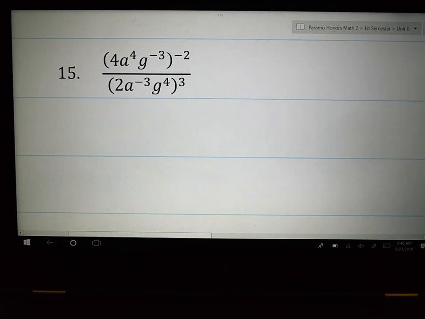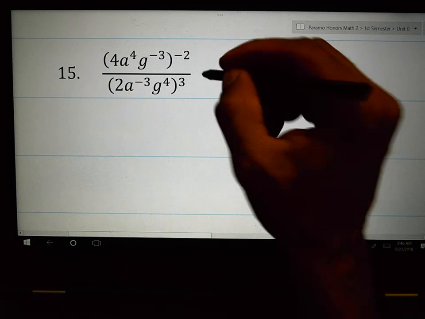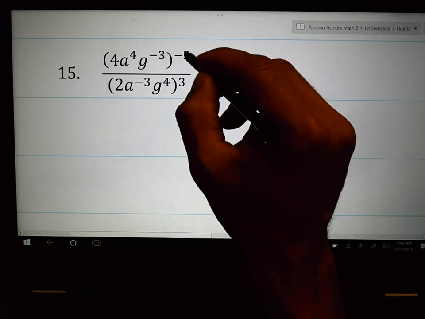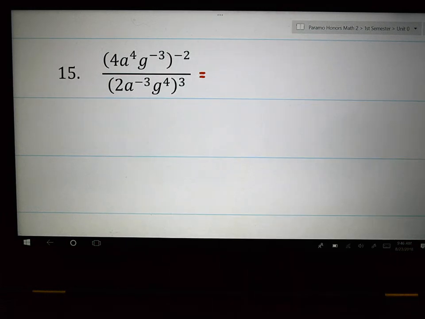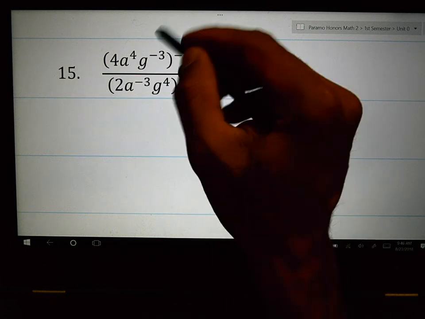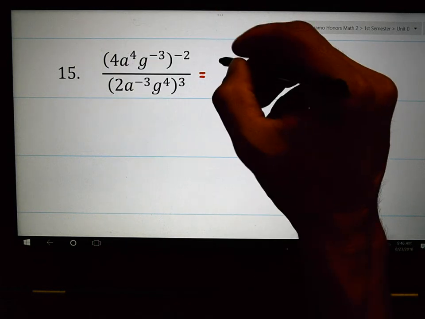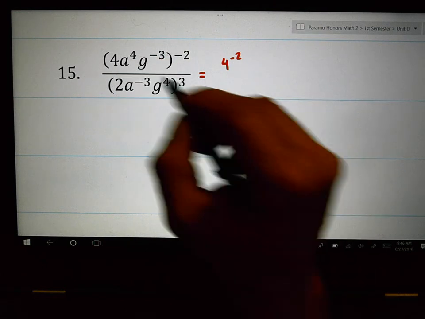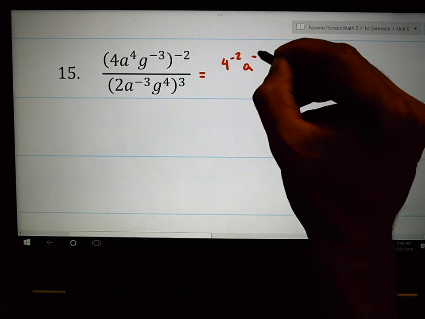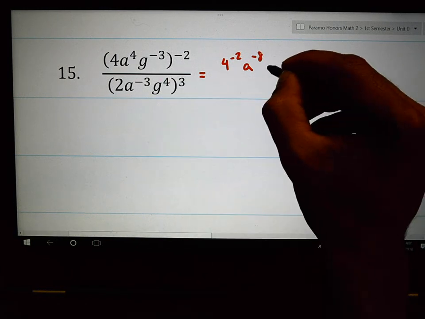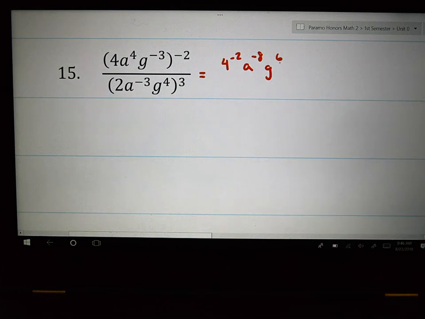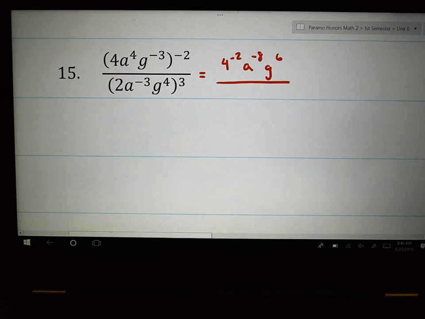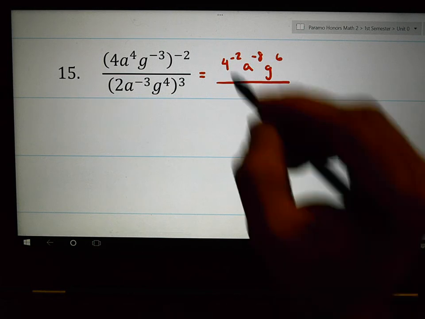One of the first things I'm going to do is deal with the things outside of parentheses. I know this -2. I could move the whole group to the bottom if I wanted to, but because there's some negatives inside, I'm just going to put this -2 on each number inside. 4 to the -2, it's an exponent. It has to stay an exponent, by the way. The a is going to be to the -8th. It multiplies. And the g is going to be a +6. Exponents never multiply numbers. They only multiply exponents.